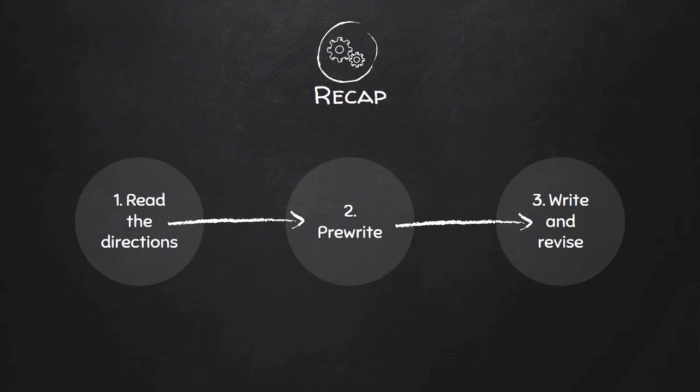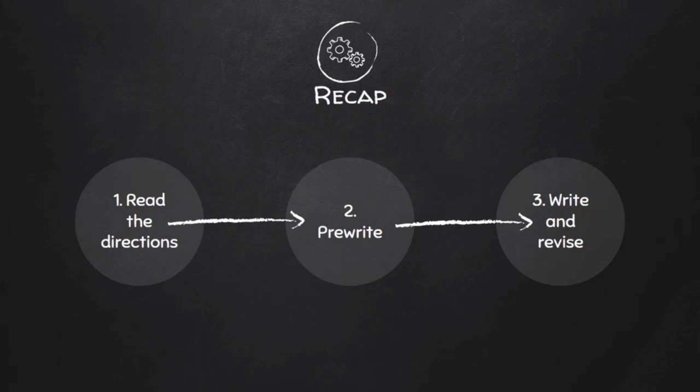So now that we've gone through all of the steps to writing section 2 of the EOC, let's recap before you actually write the essay. First, you want to read the directions. Make sure you understand that this section is 40% of your EOC score, and all the things that you need to do. You need to use at least 2 sources and present your own arguments.